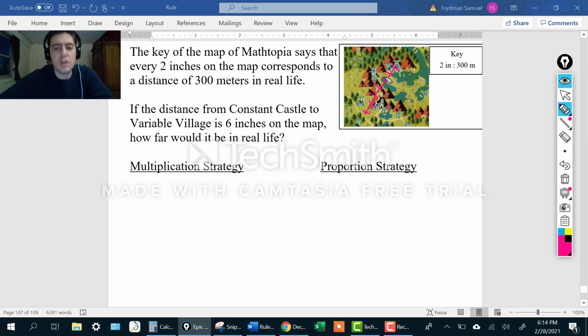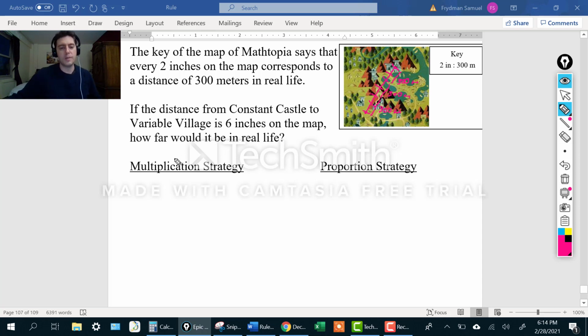We could answer this question by thinking about it this way. Every 2 inches here, 1, 2, is 300 meters in real life. And then another 1, 2, that's another 300 meters. Another 1, 2, that's another 300 meters. Okay, and then if we add all these 300s up, 300 plus 300 plus 300, that would give us 900. So it would be 900 meters in real life. So that is another way that we could answer the problem if the numbers are easy enough.